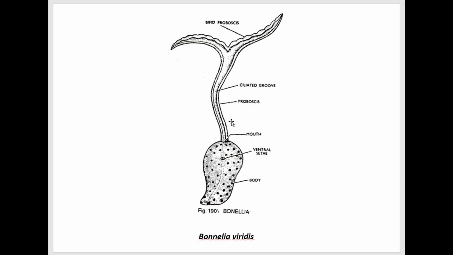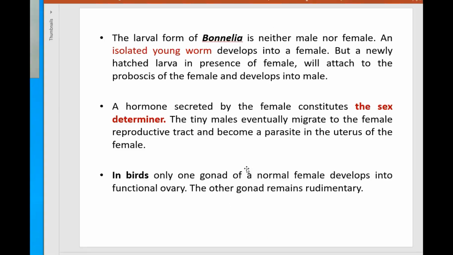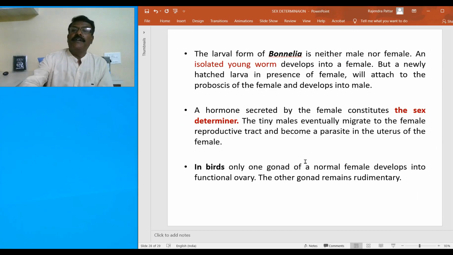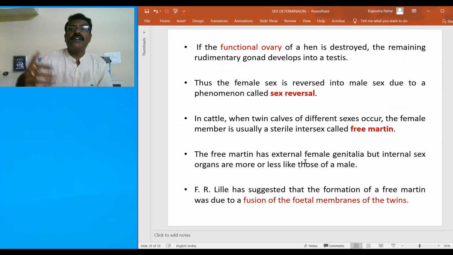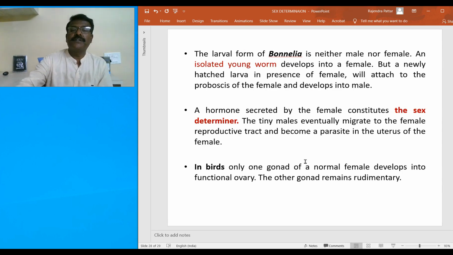If the larvae are to develop into males, they have to grow either on the proboscis of the female or in the genital system of the female Bonellia. Otherwise, all those larvae would naturally develop into females only, no males at all. So this is the case, and there are still a few more examples I would like to cite.